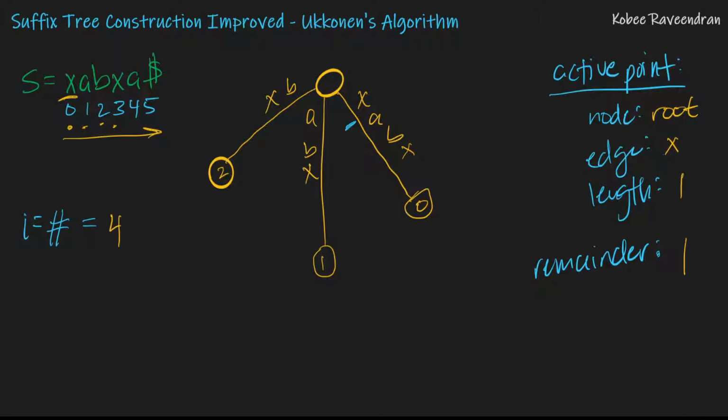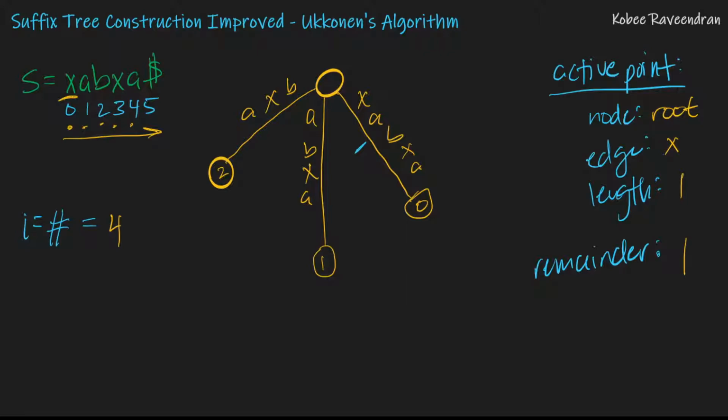Iteration 4. Take in this a. Again, same deal here. We will add that a to all the leaf edges implicitly. And again, we notice that from our active point, the next character again matches the one we've just taken in. So we will not touch the tree at all. We'll just increment or update our active point. So now it's just after the a instead.